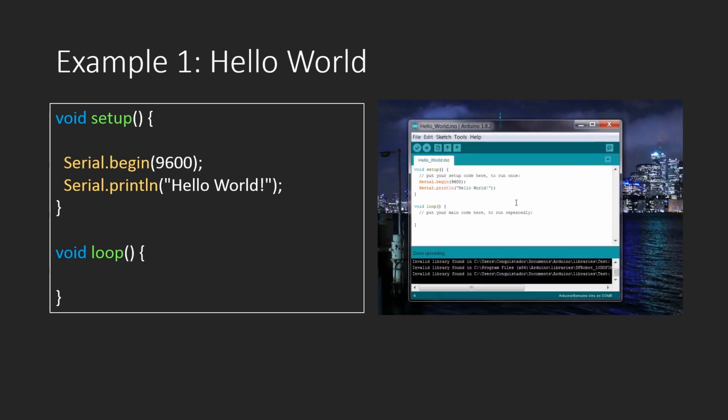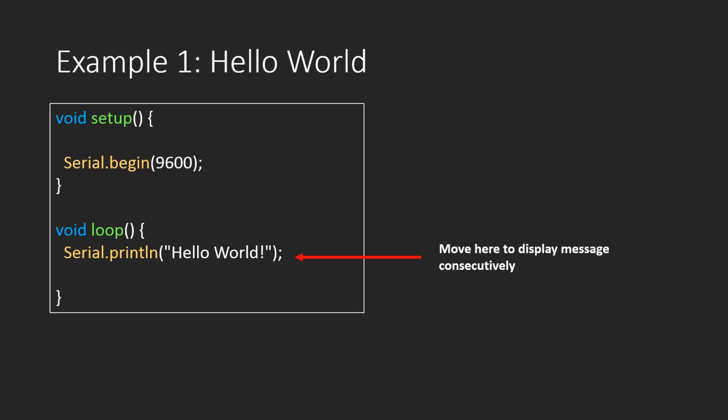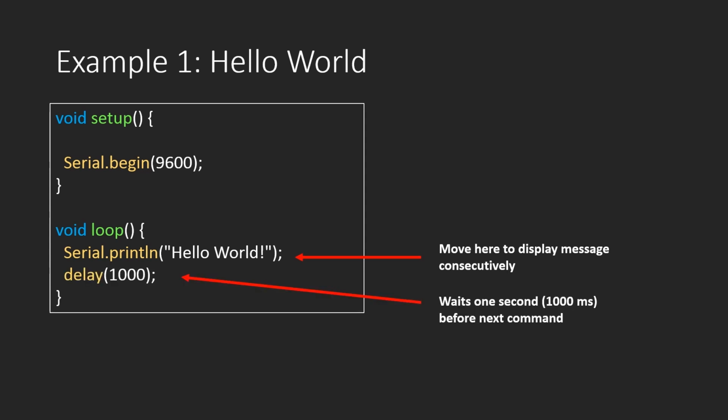Now, because we have the instructions to print the message inside the setup function, it only displays it once. What if we want to display Hello World consecutively every 1 second? We do that by writing the Serial.println command inside the loop function as such.